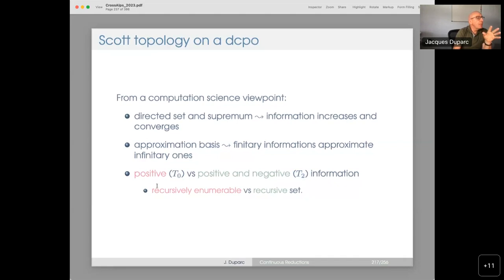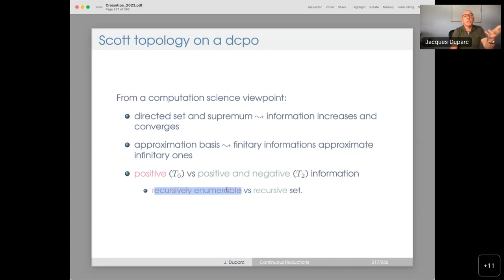So think of positive and negative information. Think in terms of recursive sets. If you have a recursive set, you ask your Turing machine, which is a decider, does my word belong to my recursive set? The machine will work, will stop and tell you yes or no. It gives you positive information, it's in it, or negative, it's not. Only positive information is what you have when you have a recursively enumerable set.